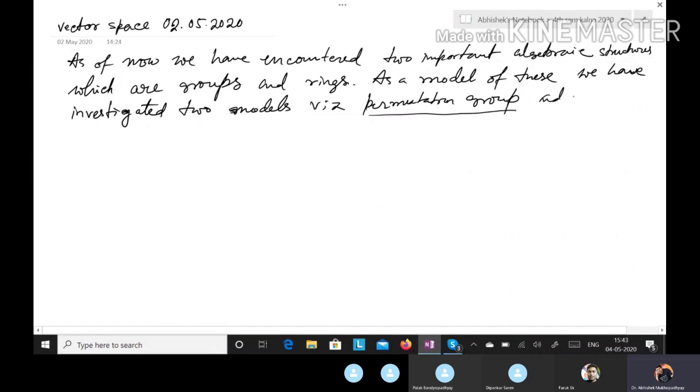And another one is, for rings, we keep in mind the ring of integers, that is Z, plus, dot.